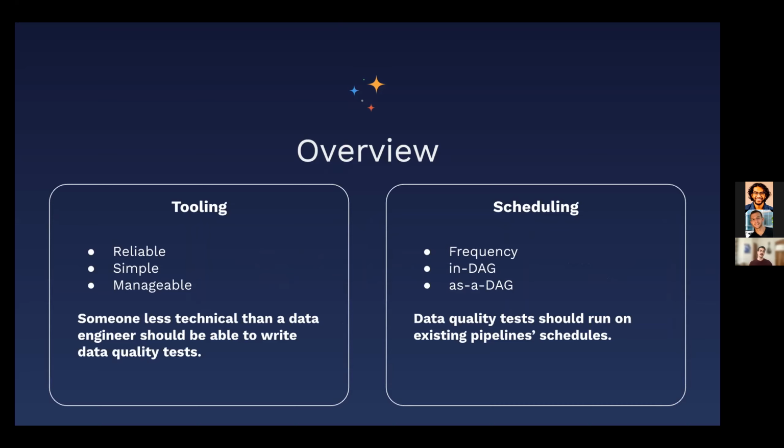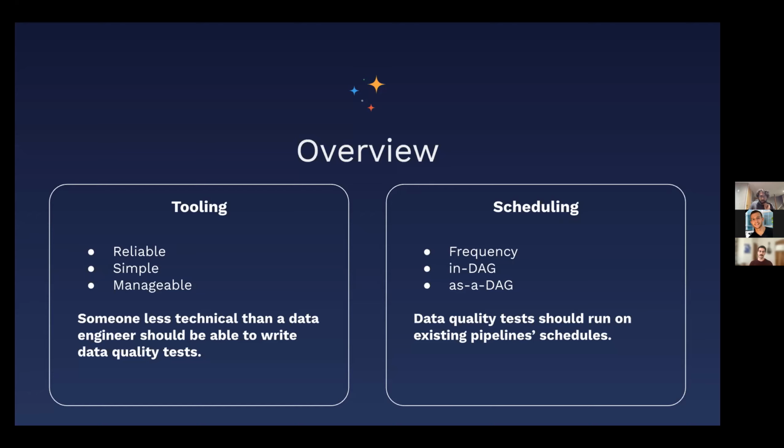For tooling, we care about things that are reliable, simple, and manageable, because that's what's going to allow us to iterate really well in a clean, easy way. The big takeaway here is someone less technical than a data engineer should be able to write data quality tests. That could be a data analyst, that could be a researcher. We want to make the process of doing data quality as democratized as possible. That's going to allow more people to do it, which means you're going to have more coverage over the things that you really need covered.